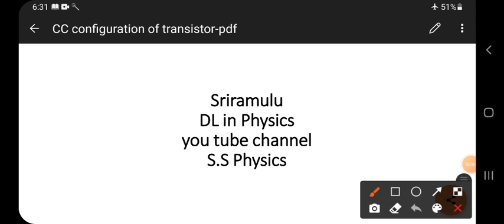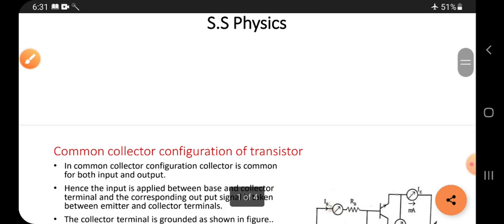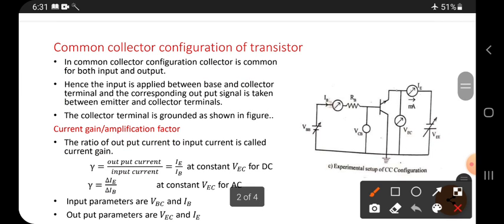So today I have come with a good topic, that is CC configuration, common collector configuration. What is the common collector configuration of a transistor? In common collector configuration, the collector is common for both input and output. See, the collector is connected. Here the arrow mark is shown, which means that is the emitter only. There is no arrow mark, which means it is a collector or a base always.